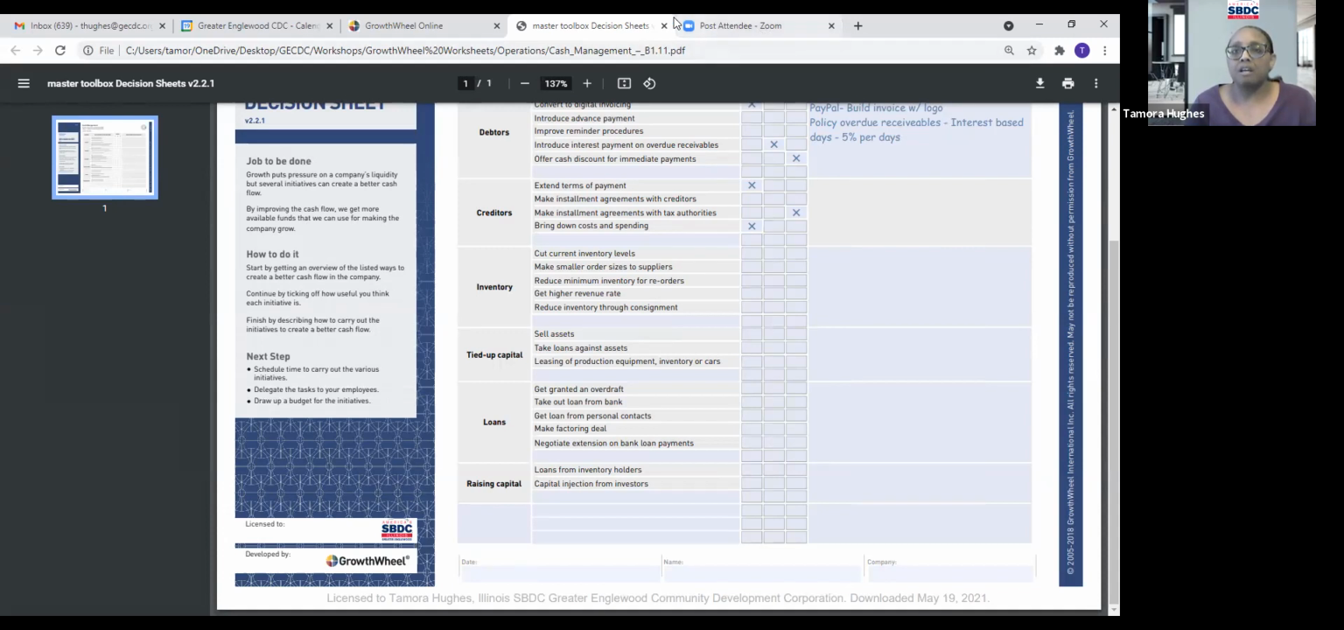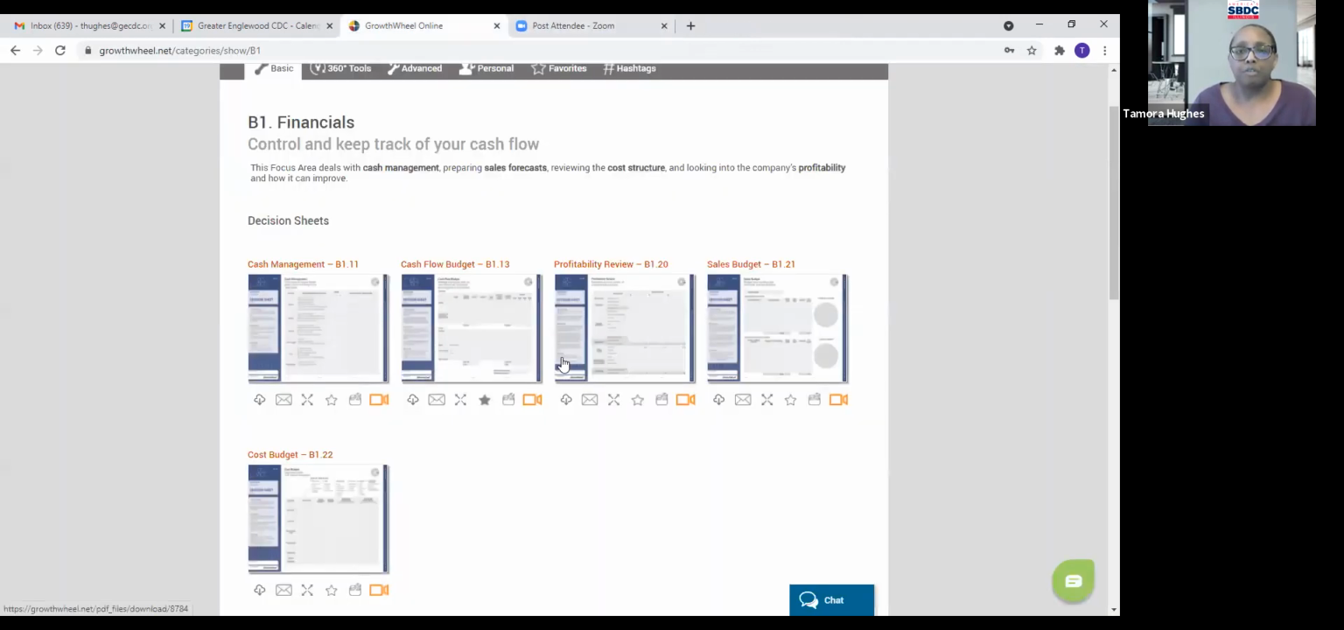So this is the kind of cash flow worksheet that I wanted to share with you, so that you can see. Now I'm going to go into the cost budget worksheet, because I think I had downloaded a few worksheets, and do a new share so that you can see the cost budget worksheet. Let's see here.